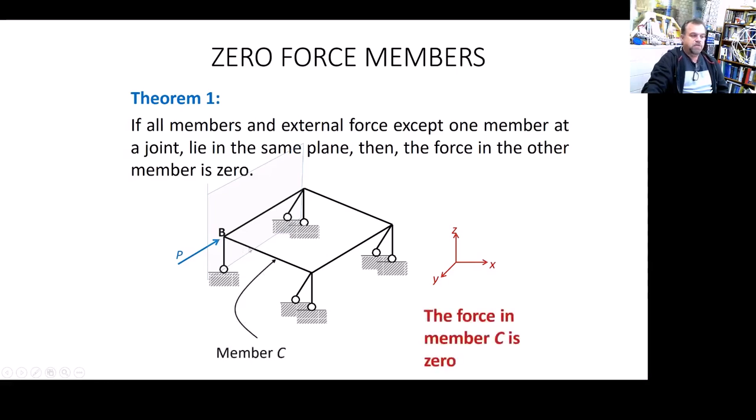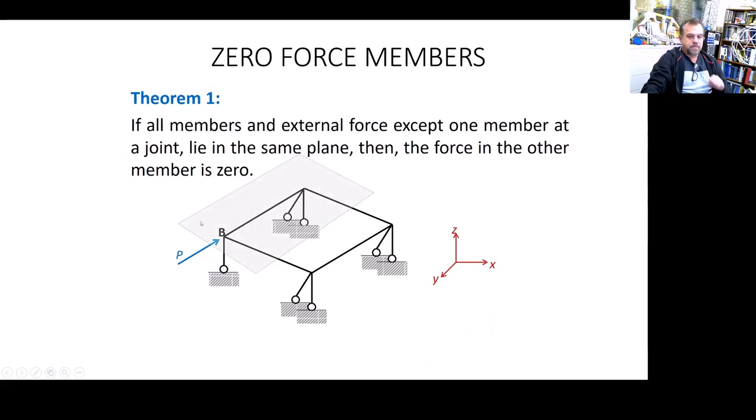That bar should be a zero force member. You can also look at the top plane, for example. If you look at the top plane, this part here, and you look at the same joint B, then you have the force, this member and this member going into the same plane, but this column is coming out of the plane. So that should be a zero force member.